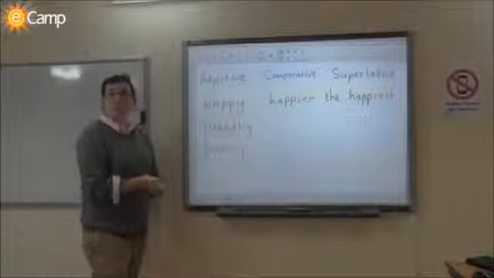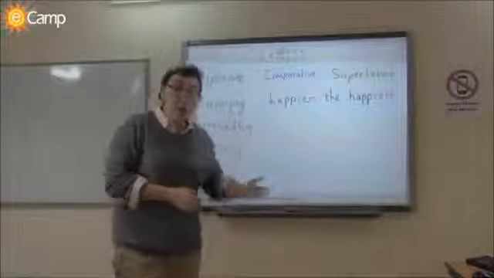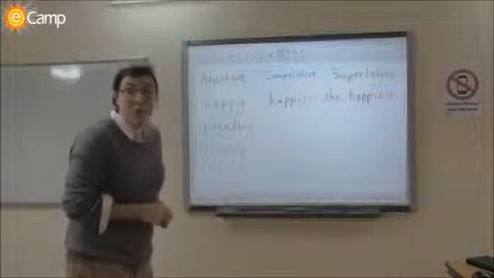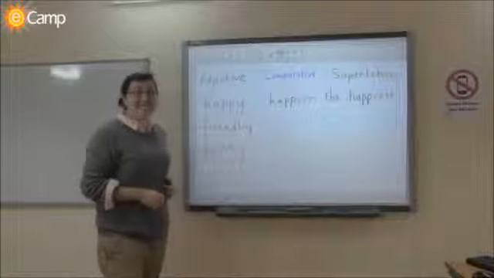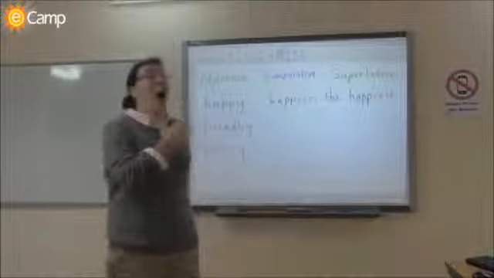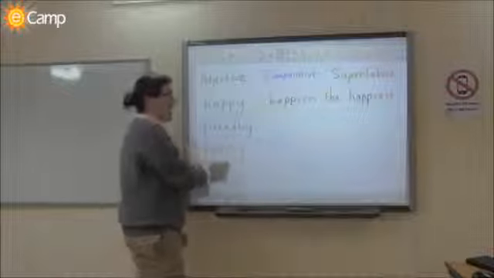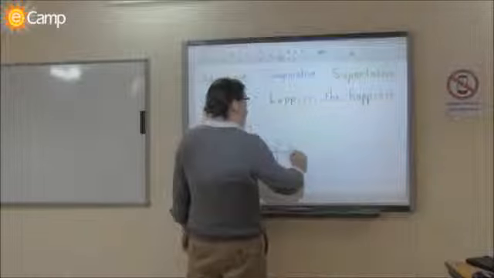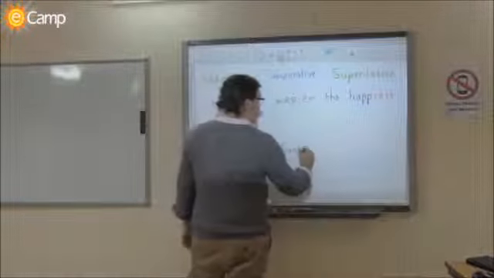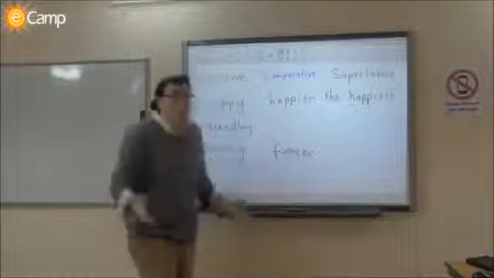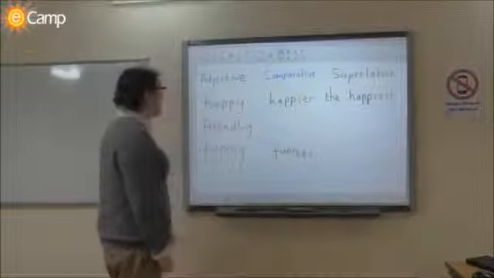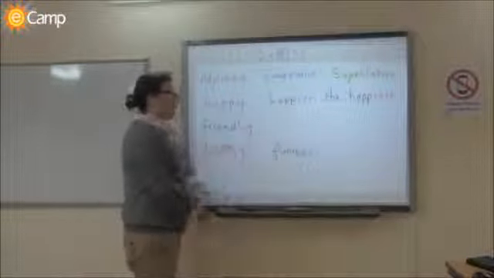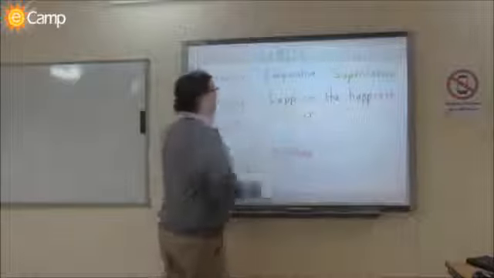What about friendly? Who is friendlier? Is Emma friendlier or is Michael friendlier? I think Emma is friendlier than Michael. Funny? Who's funnier? I think Emma is funnier, I-E-R, than Michael. It's up to you. You can decide. So, these are two-syllable adjectives ending in Y that change to I-E-R.